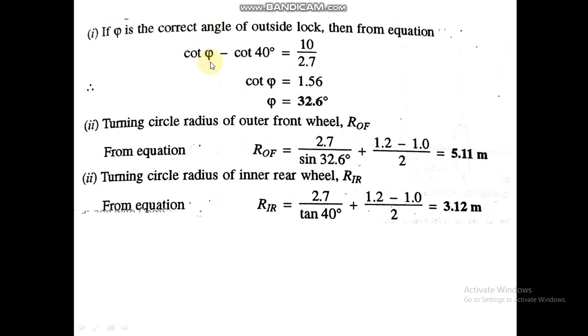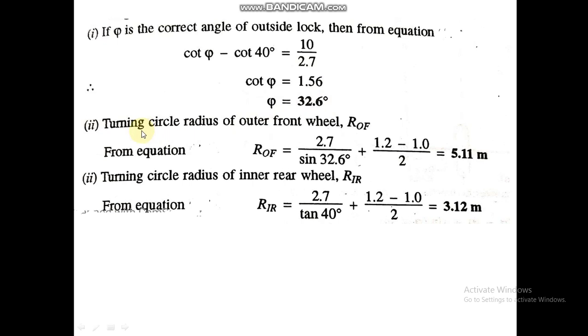Use the relation cot phi minus cot theta is equal to C by B, where theta is 40 degree given to you. Cot phi, just put the values. C is 1 meter given to you. It is not 10, it is 1.0 actually. Don't confuse it with 10, it is 1.0. It's a mistake here. So the cot phi is 1.56 and phi will be 32.6 degree.